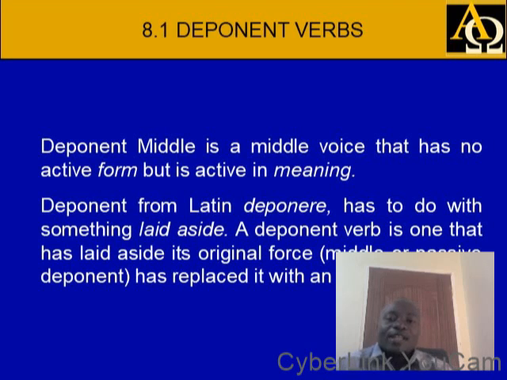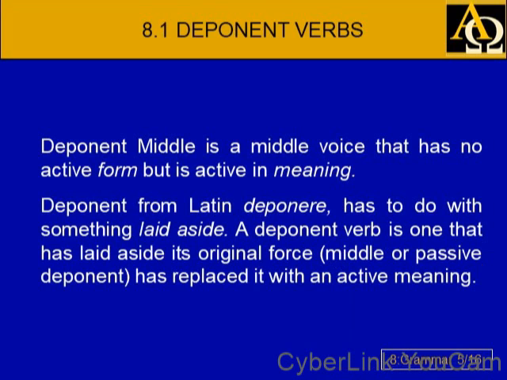So deponent middle is a middle voice that has no active form but is active in meaning. Deponent, from Latin deponere, has to do with something laid aside. A deponent verb is one that has laid aside its original force. Middle or passive deponent has replaced it with an active meaning. So in terms of how it looks, it is very much like a middle or a passive voice, but its meaning is actually active.